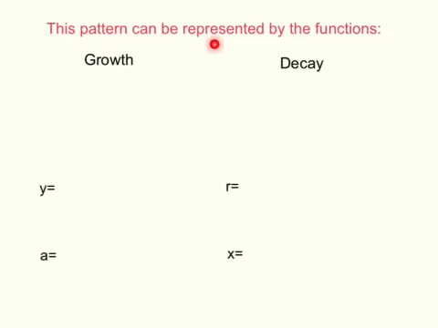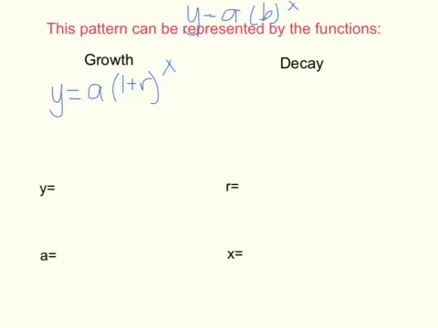So we can represent this pattern by the following two functions. If we have growth, then we are going to have y equals a, and remember our base. Remember from our last slide we had y equals a times b to the x. Our base has to be greater than 1, so our formula will be 1 plus r. And my decay equation is almost exactly the same, except our base needs to be between 0 and 1, so we have 1 minus r to the x.